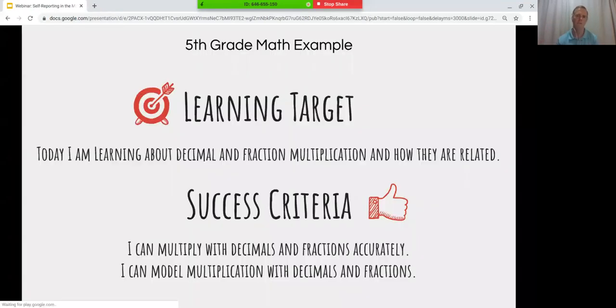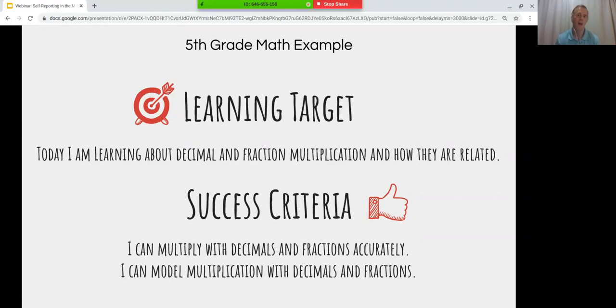And here's a couple of math ones. These are actually things that I've put together. These are lessons that I've taught. This is 5th grade from Eureka Math. Today I'm learning about decimal and fraction multiplication and how they're related. This is a gripe of mine, I suppose, and I see it from more administrators than anything. They'll say, well, what's the real world application here? And to be honest, I don't need one for this lesson, okay?